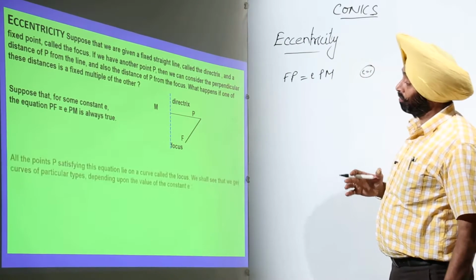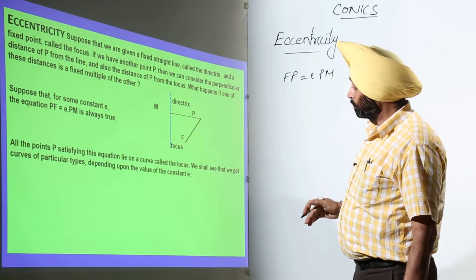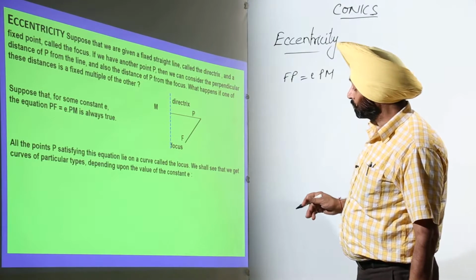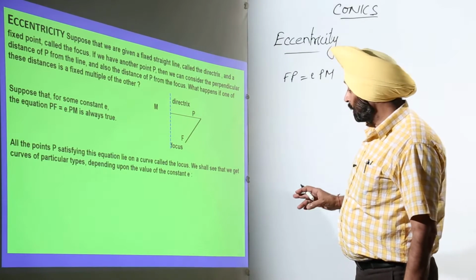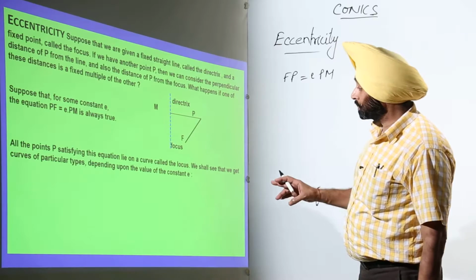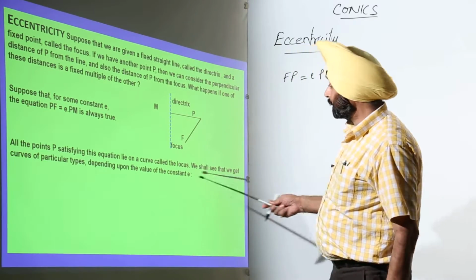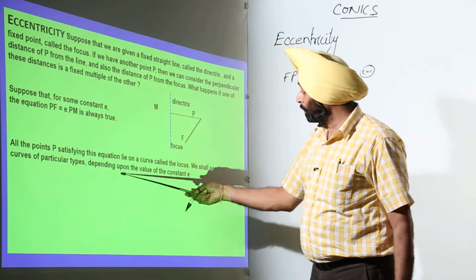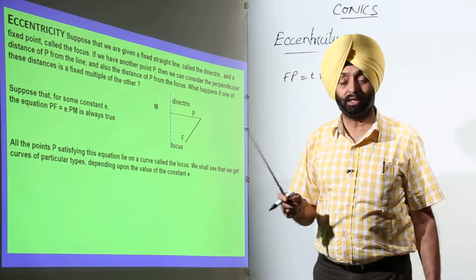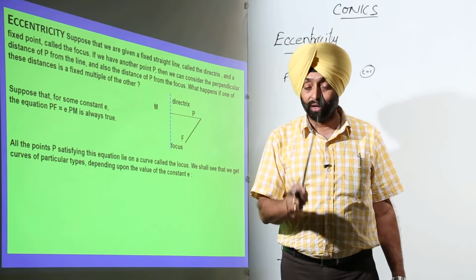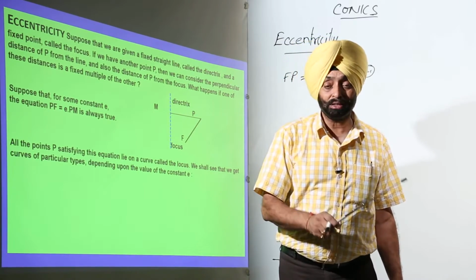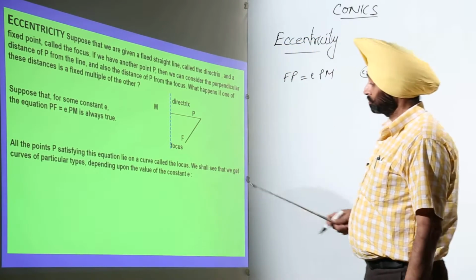Now all the points P satisfying this equation lie on a curve called the locus. We shall see that we get curves of particular types depending upon the value of the constant e. That's what I told you: when e is equal to 1, e is less than 1, e is more than 1.